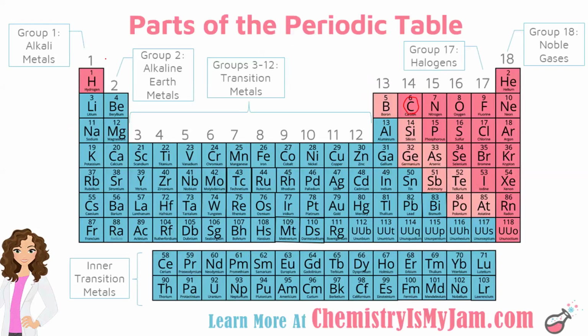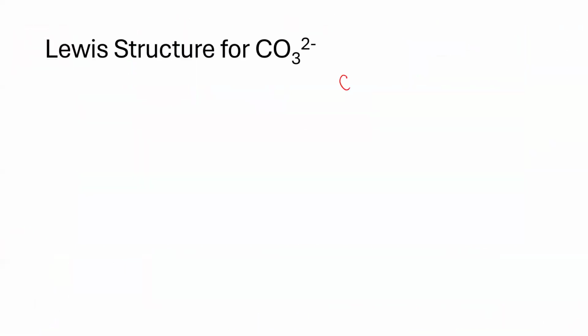Carbon's right here. I would have my periodic table numbered all the way across. And so carbon has 4 valence electrons. Okay, so carbon has 4. I have 1 carbon with 4 valence electrons.